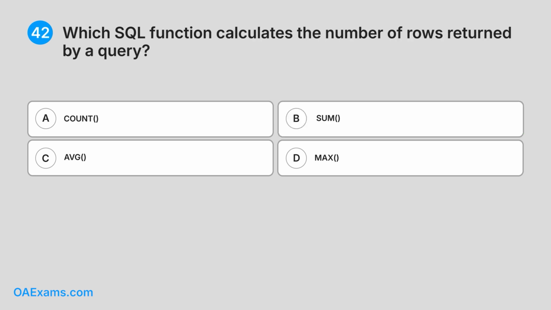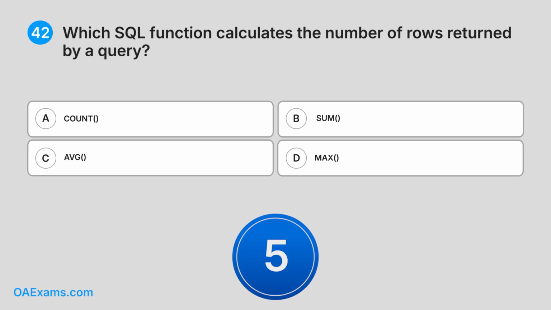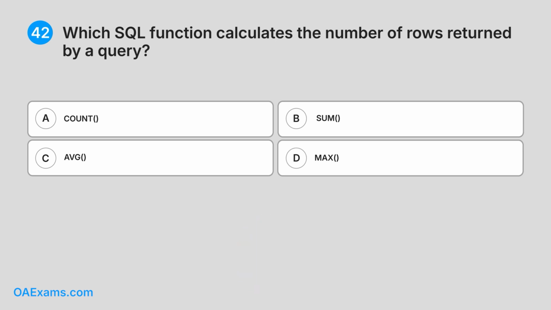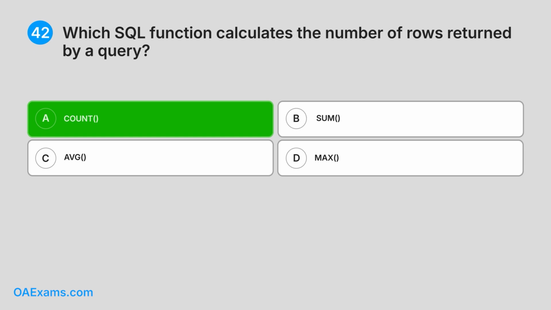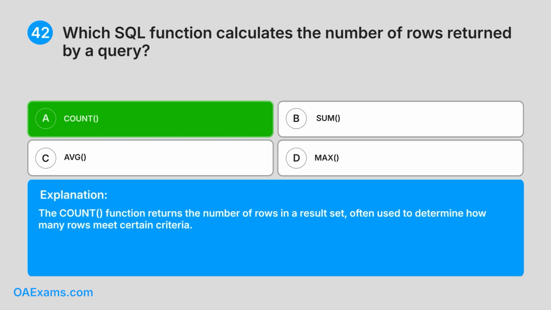42. Which SQL function calculates the number of rows returned by a query? A. Count. B. Sum. C. AVG. D. Max. Can you guess the answer? Correct answer. A. Count. Explanation. The count function returns the number of rows in a result set, often used to determine how many rows meet certain criteria.